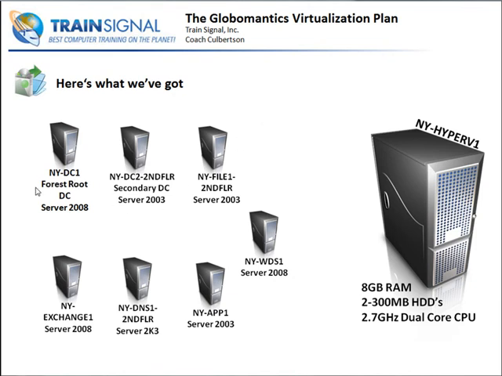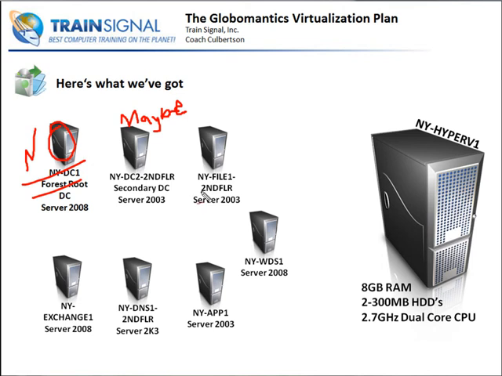We got NYDC1. This is our forest root DC, which is Server 2008. Is this a good candidate for virtualization? Oh, let's stop and remember our rules. No, no, no, no, no. This is not a candidate for virtualization, right? It's a forest root DC. That guy needs to be a standalone. The next is a second floor secondary domain controller. Is this a candidate? Well, it is a secondary DC, so this one is a maybe. We could probably get away with virtualizing this guy, but let's see what else we got here.